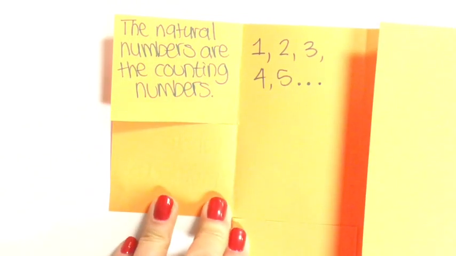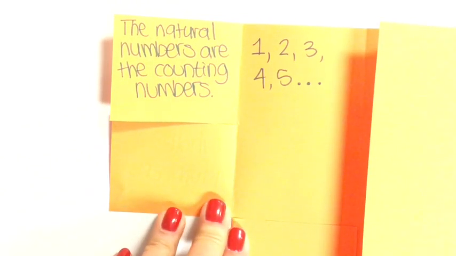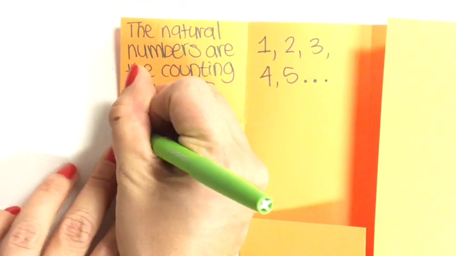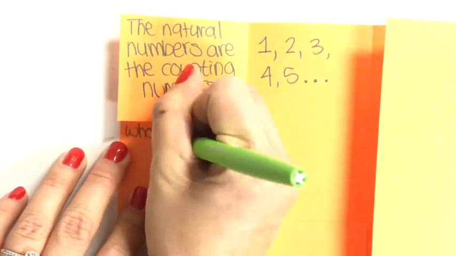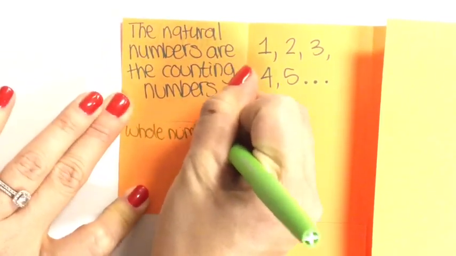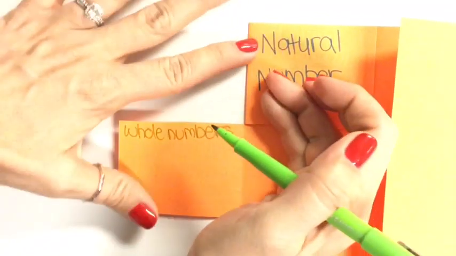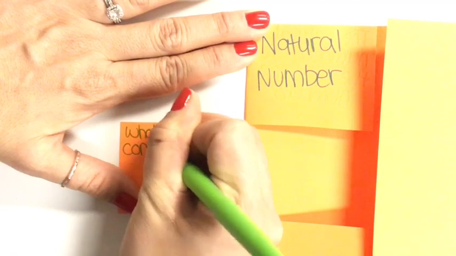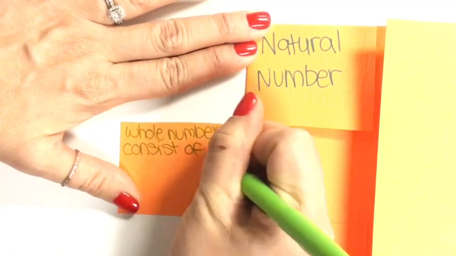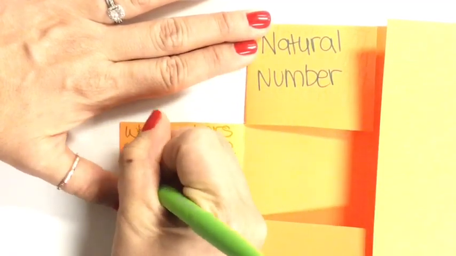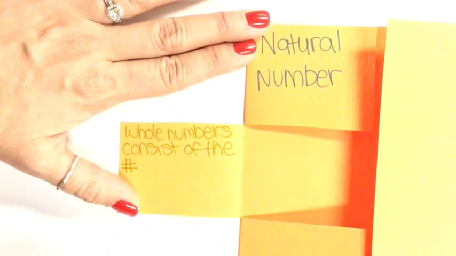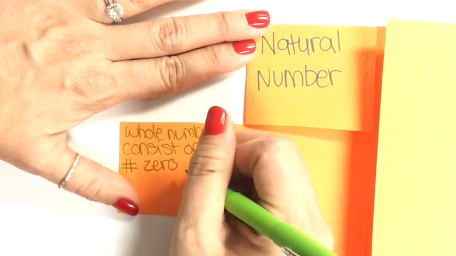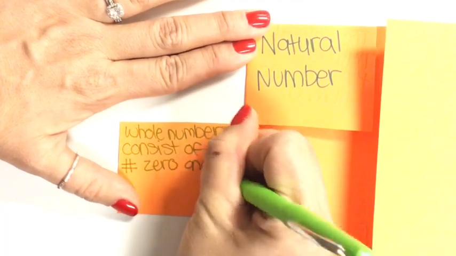The definition says, whole numbers consist of the number 0 and all natural numbers. And here, guys, I'm just going to start using the number sign. So instead of having to write numbers the whole time, the number 0 and all natural numbers.